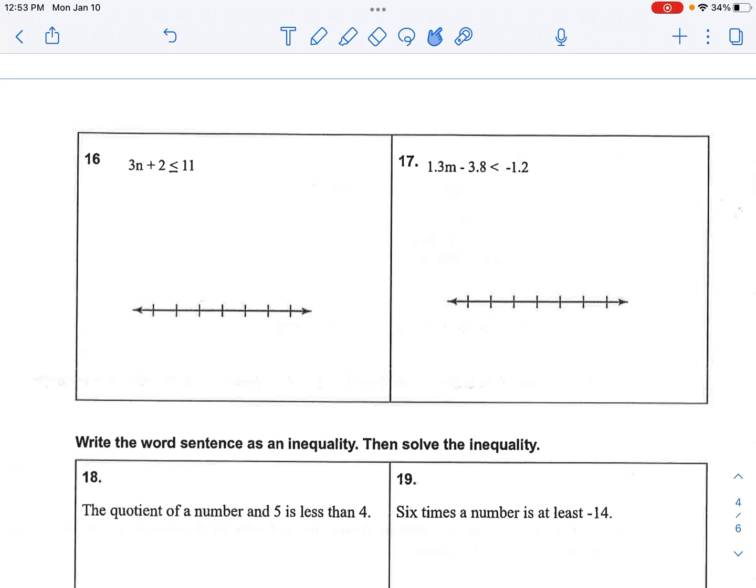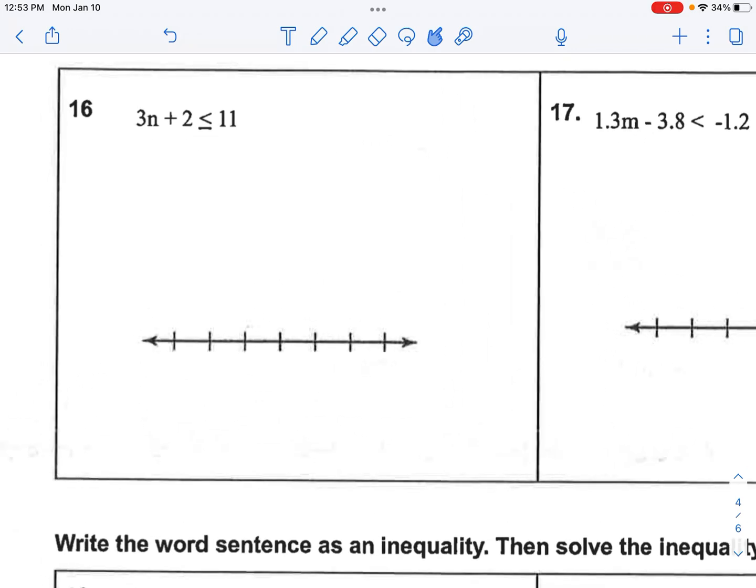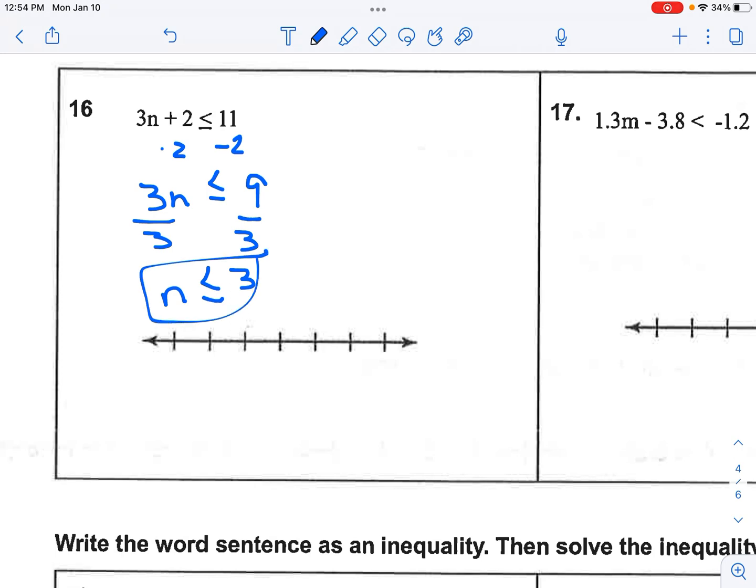Okay, we're doing the same thing here. We're going to solve and graph. First thing I'm going to do is subtract 2 from the left and subtract 2 from the right. So 3 times what is less than or equal to 9. Divide by 3, divide by 3, n is less than or equal to 3. There's my solution. 3 goes in the middle, 4 to the right, 2 to the left, closed circle at 3, pointing to the left.